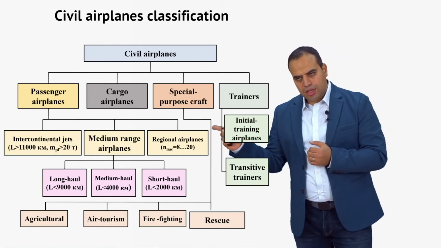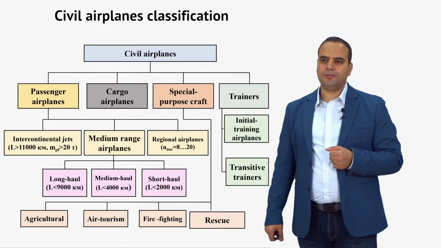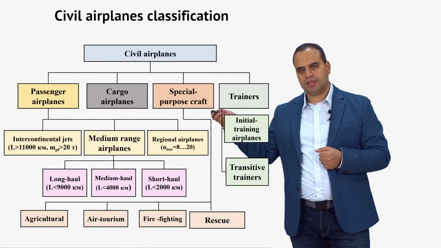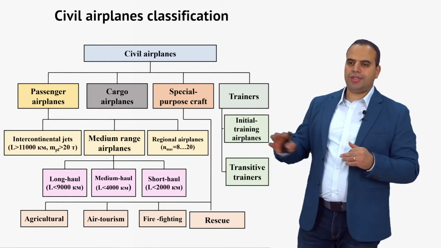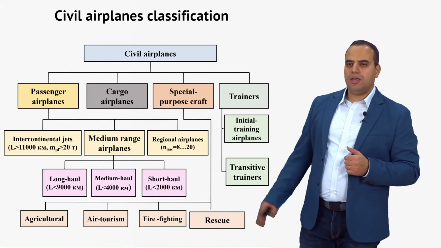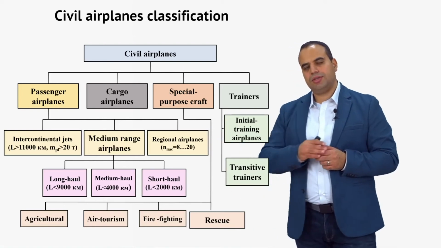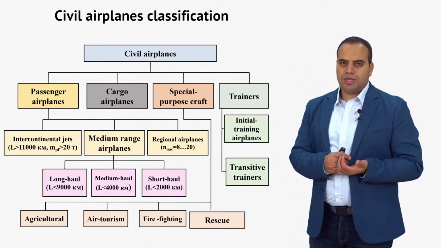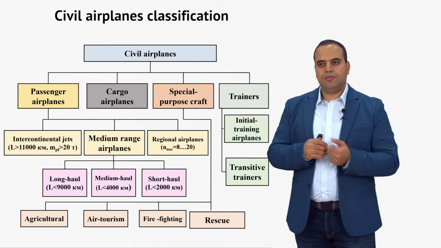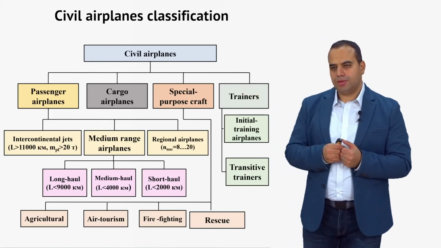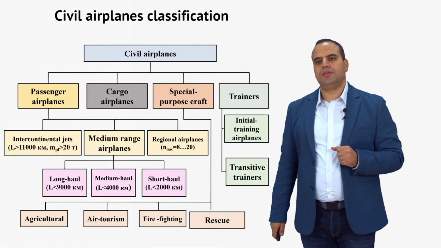As you can see, the medium range itself can be divided into long haul, medium haul, and short haul, and finally we have the cargo airplanes, special purpose, and the trainers: initial training, transitive trainers, and so on. In fact, of course, this diagram doesn't include every aircraft that flies in the world. There are some other categories as well, like research aircraft, which are dedicated to studying the physics of flow, certain high altitude aircraft, or some other types of missions that are not included here. So this is just a general picture of the classification.